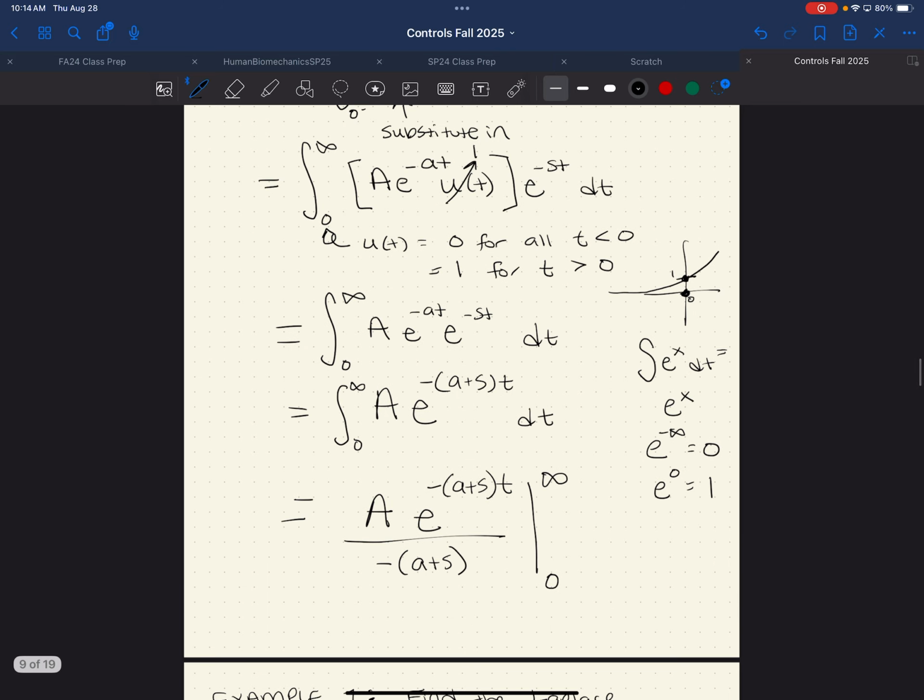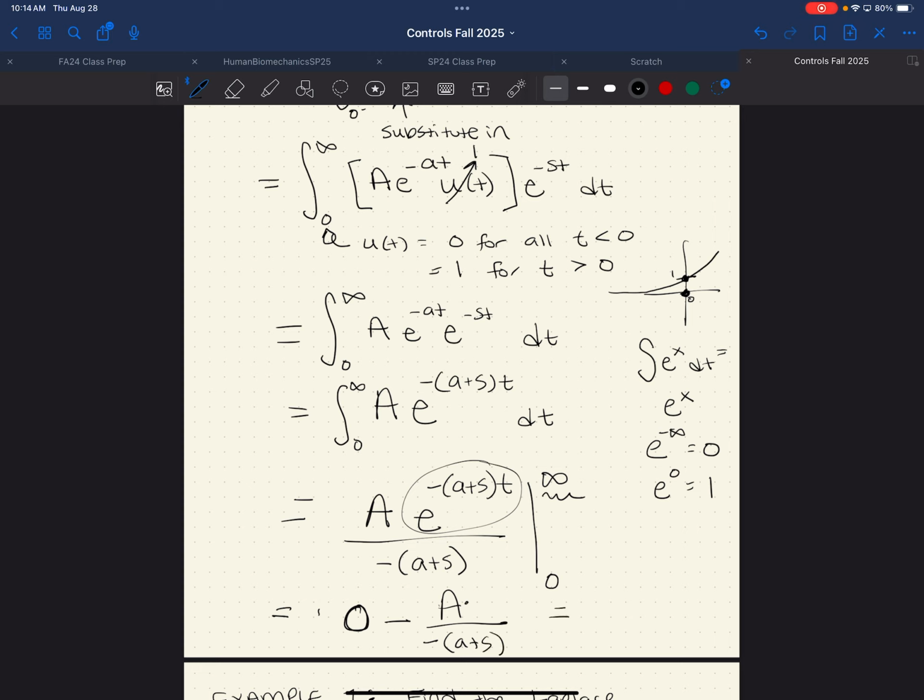All right, so e to the minus infinity? 0. So when I plug in infinity here, this term goes to 0, which causes everything to go to 0. So I have 0 minus, let's plug in 0. What is e to the 0? 1. So I should be left with a times 1 over minus a plus s.